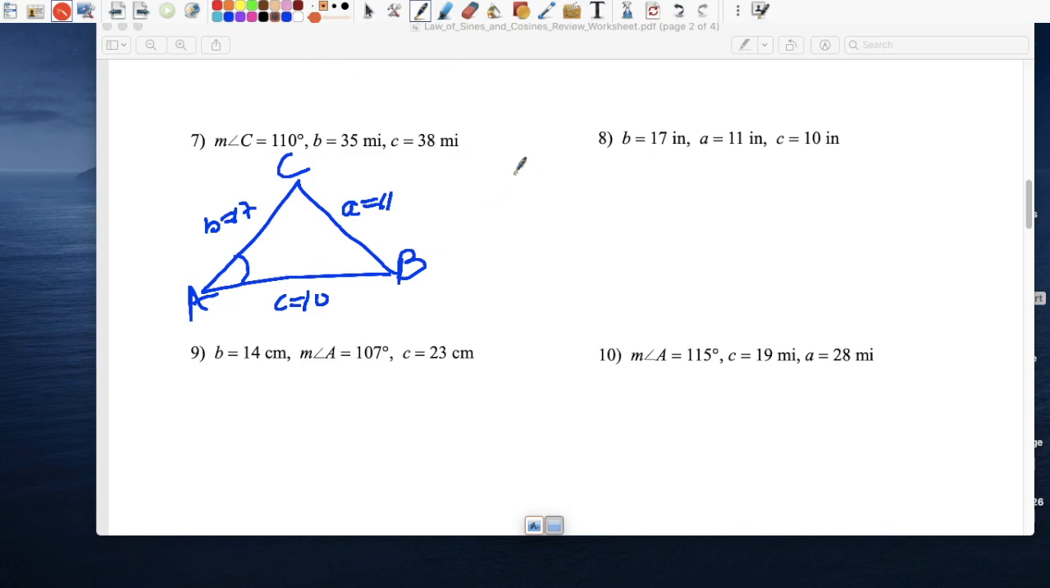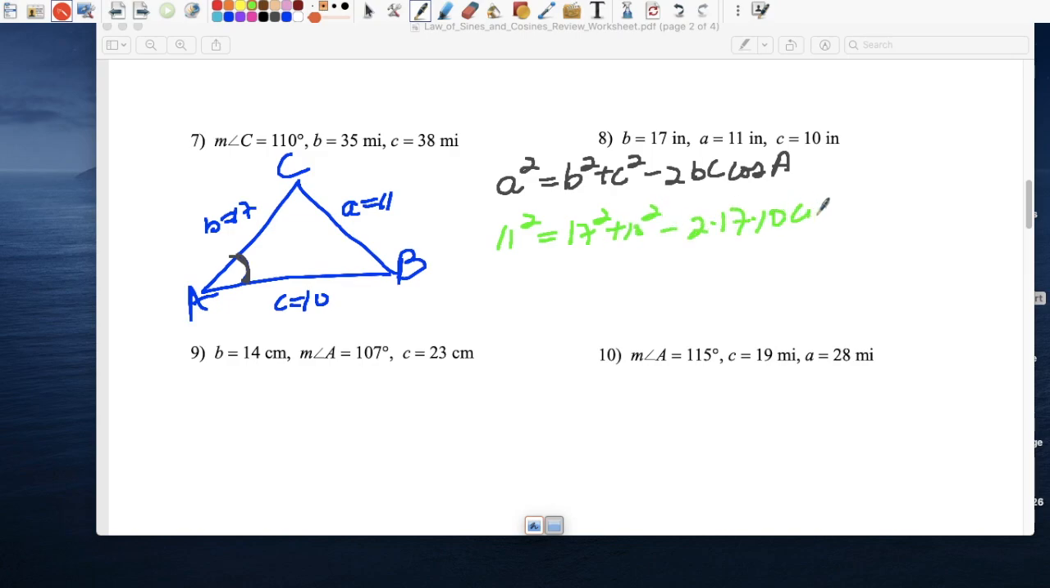So we're going to use law of cosines. We go a squared equals b squared plus c squared minus 2bc cosine of angle A, right? To find this guy right here. 121 equals 289 plus 100 minus 2 times 17 times 10, which is going to give us 340, times cosine of A.